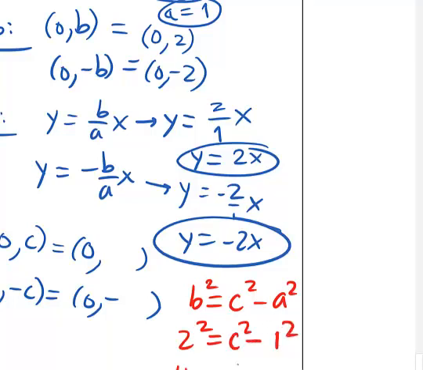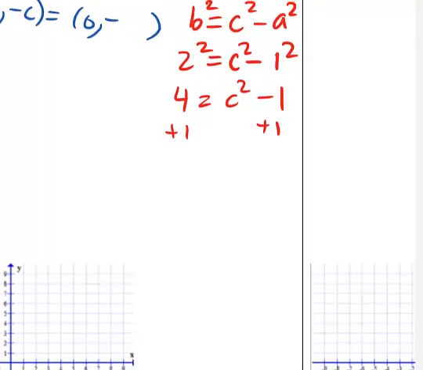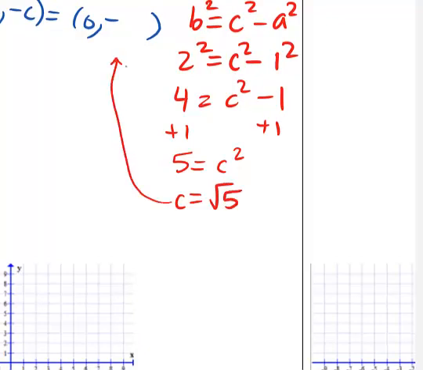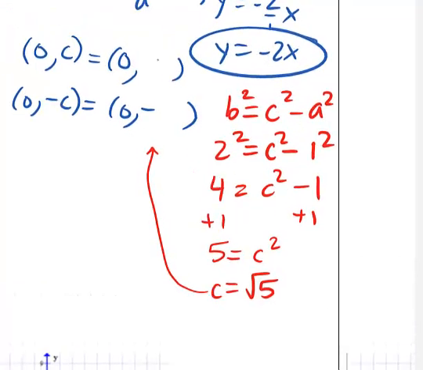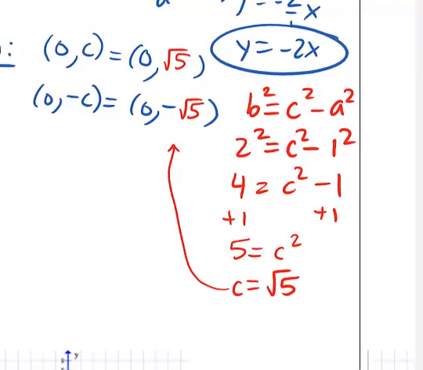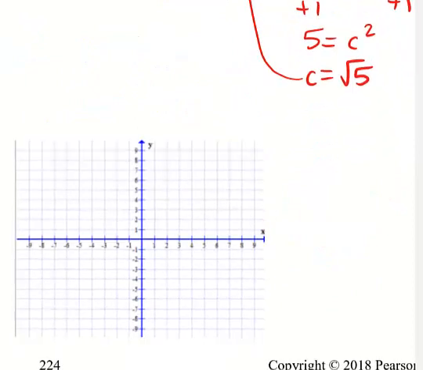So 4 equals c squared minus 1. If I move the 1 over, 5 equals c squared. So c is the square root of 5. There it is. So it's going to be 0, comma square root of 5, and 0, comma negative square root of 5. Then I'll just fill all that information in.